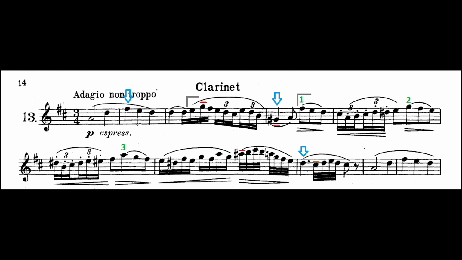If you look at number 1, you see how, starting on F sharp, you have this sequence. Then you have the same sequence starting at number 2, except now it starts on G instead of F sharp. It's been elevated.